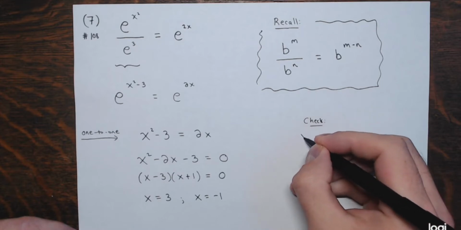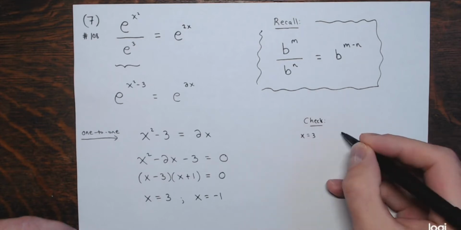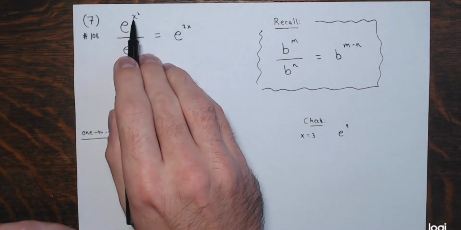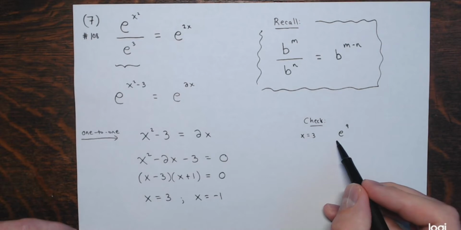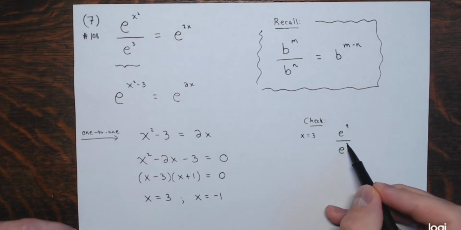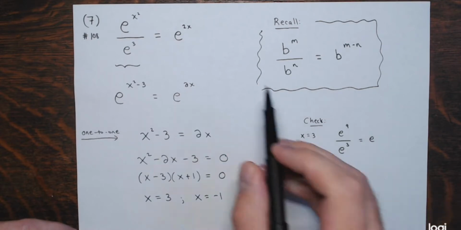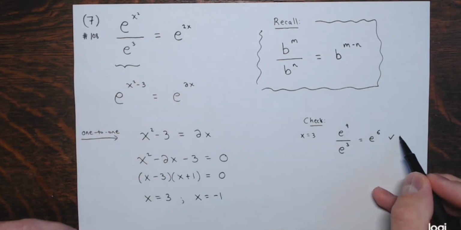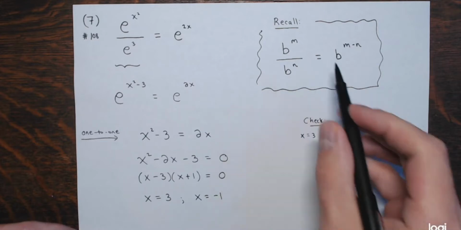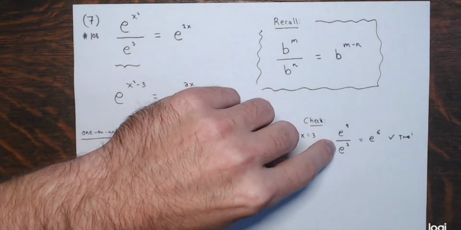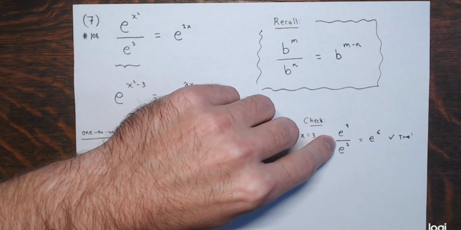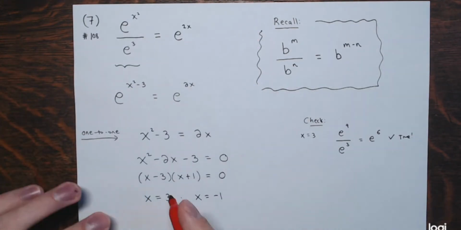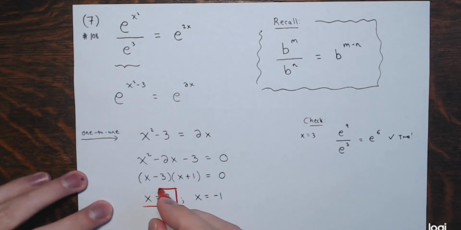If x were 3, on the left side we'd have e to the 3 squared power, e to the 9th, divided by e to the 3rd, which would be equal to e to the 2 times 3, e to the 6th. And this is true. Applying the quotient property, this would be equal to e to the 9 minus 3, e to the 6 equals e to the 6th. So x equals 3 works.